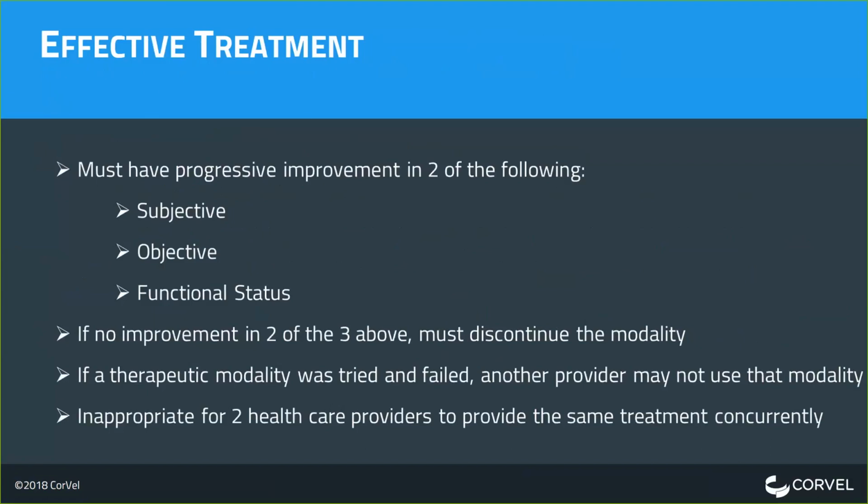The rules state if there's no improvement in 2 out of the 3 above areas, the modality must be discontinued. If the therapeutic modality was tried and failed, another provider may not use that same modality. Another rule states it's inappropriate for 2 healthcare providers to provide the same treatment concurrently.